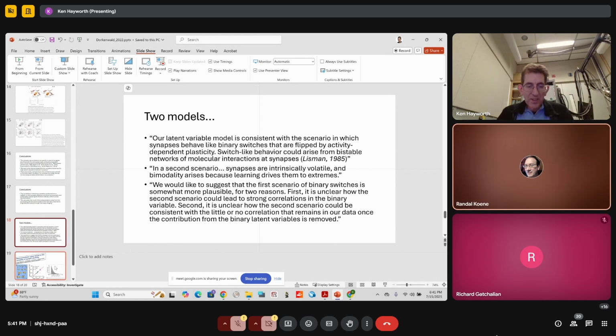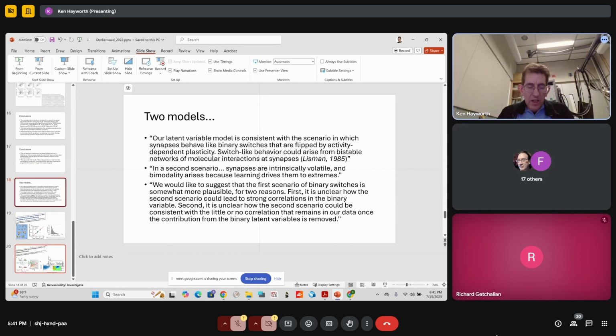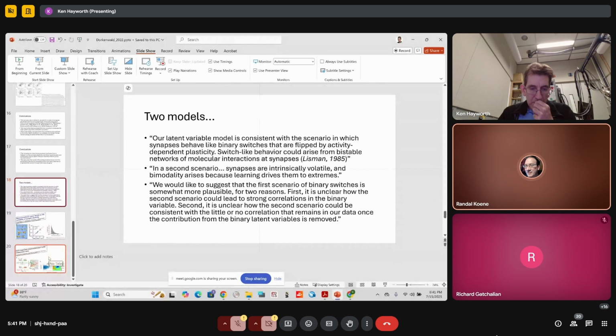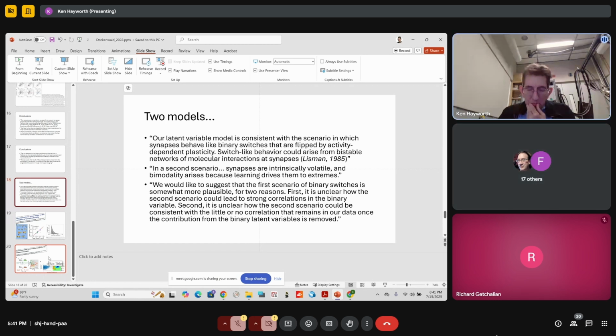That second point specifically, that's the one that gets me. Okay. Because when you take that out, then you would definitely expect to still see a correlation if it was a learning effect, if it was just an activity-driven effect.